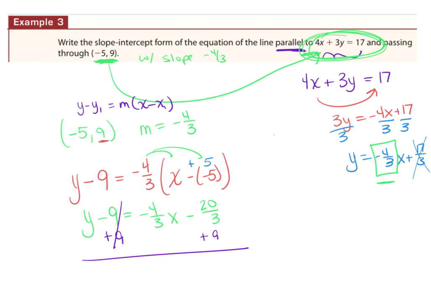All right, what do I need? A common denominator, right? This is 9 over 1. What is my denominator? So this is going to be 27 over 3. So I have -20, positive 27. I'm going to get y equals -4/3 x plus 7/3.